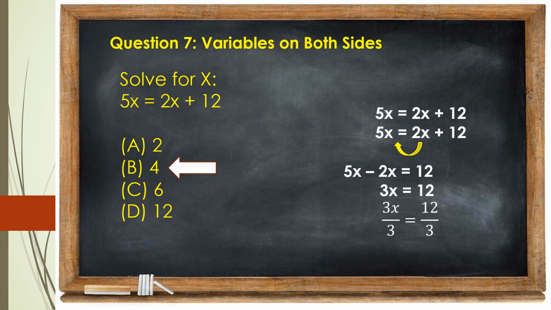5 pieces of x minus 2 pieces of x leaves us with 3x. So, 3x equals 12. To find the final value of x, divide 12 by 3. 12 divided by 3 gives us 4. Our answer is x equals 4. Letter B is correct.